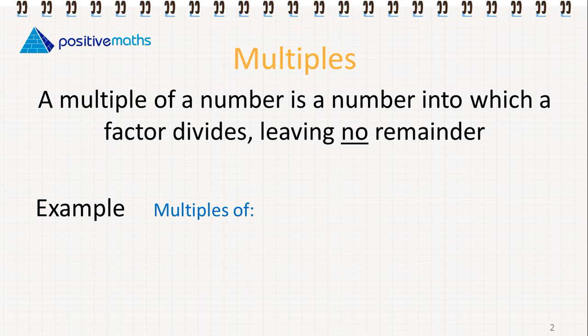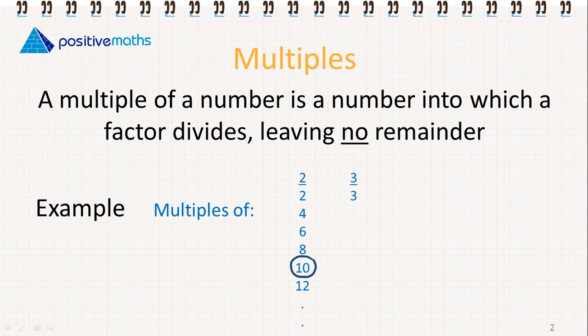So we'll look at the multiples of 2 to start. These are 2, 4, 6, 8, 10, 12, and so on. So if we look at 10, 10 is a multiple of 2 because 2 divides evenly into 10.